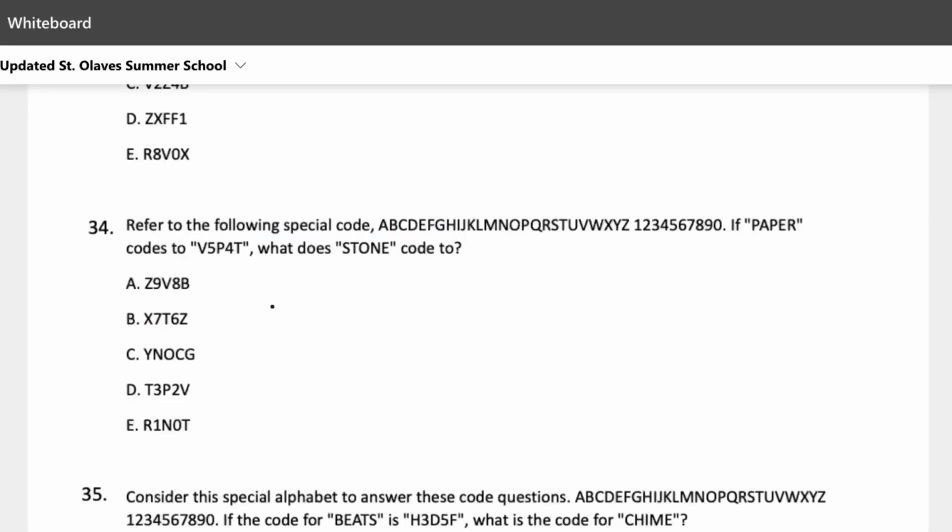Question 34, we have to go from P to V, and we're going to go 1, 2, 3, 4, 5, 6. We're going to add 6, which means we need to go from S and add 6, 1, 2, 3, 4, 5, 6, which means we're going to get Y first. Second one, we go from A to T, and we're going back because we're going 1, 2, 3, 4, 5, 6. We're going to subtract 6 this time. So from T, we're going to go backwards, 1, 2, 3, 4, 5, 6, and we end up with N, and which starts to look like that. We get our answer as C.